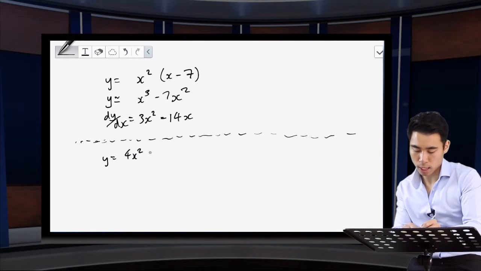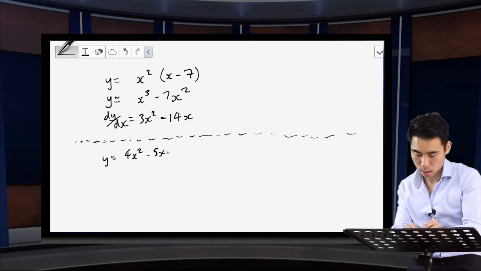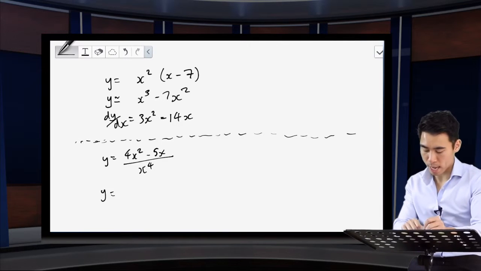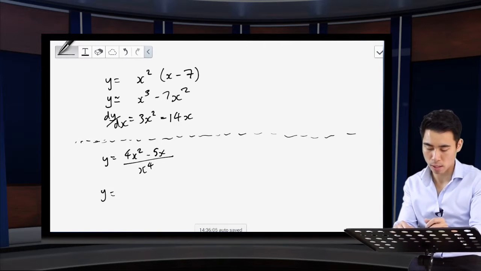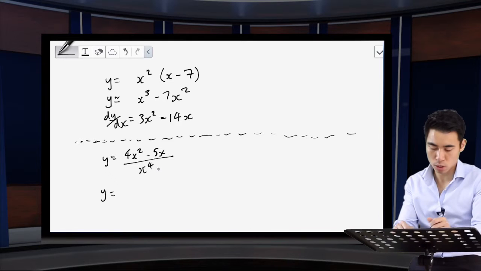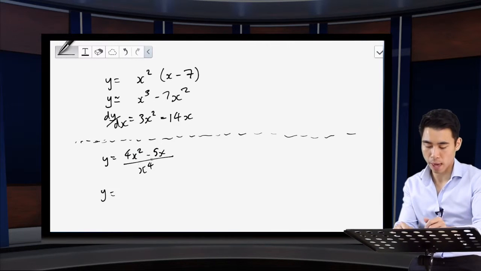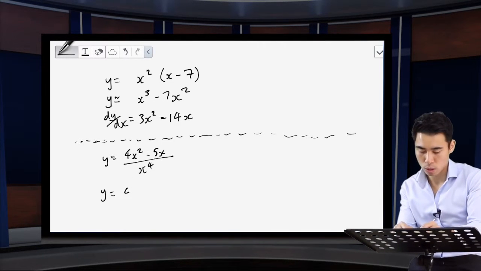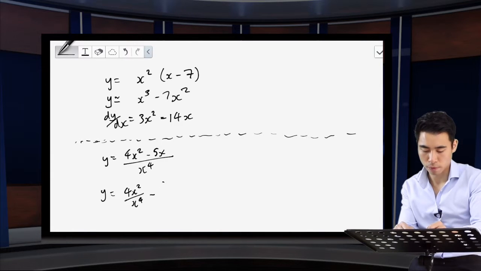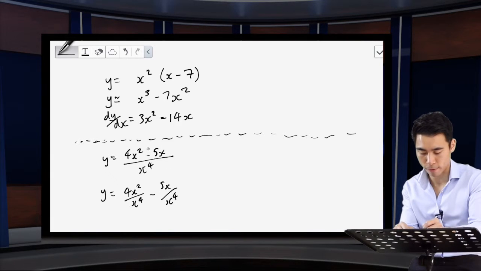Now these ones here, the way we get this into differentiable form is that you split up this fraction into 2 fractions. So if I have something like this, I can split it up into 4x squared over x to the 4 minus 5 over x to the 4. So essentially splitting up the top of that fraction, and then the denominator is your denominator there.